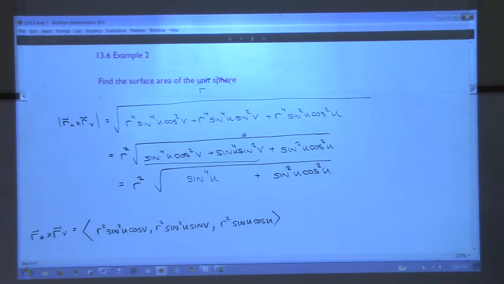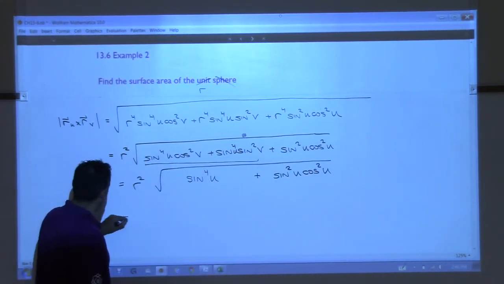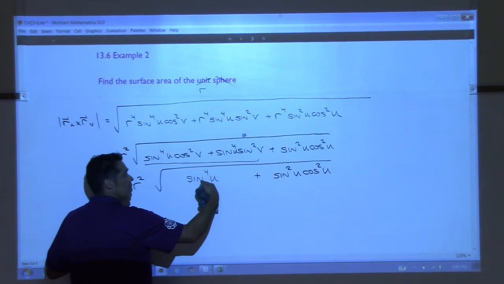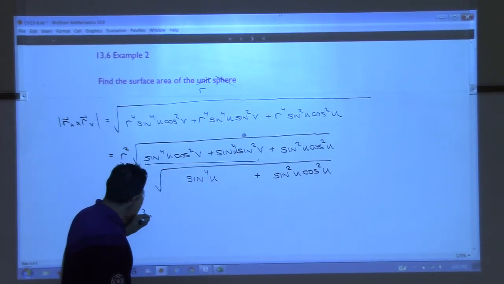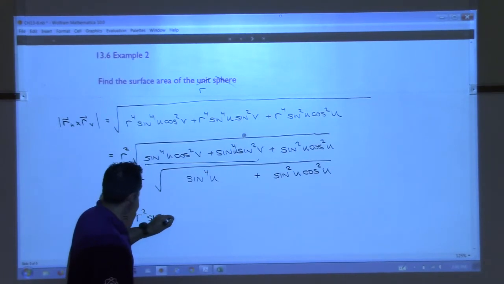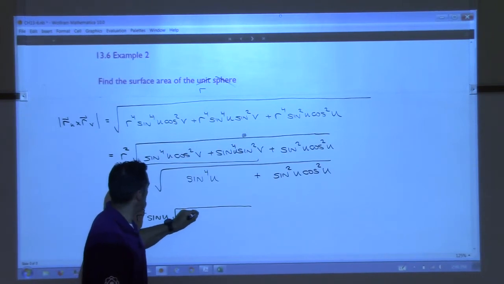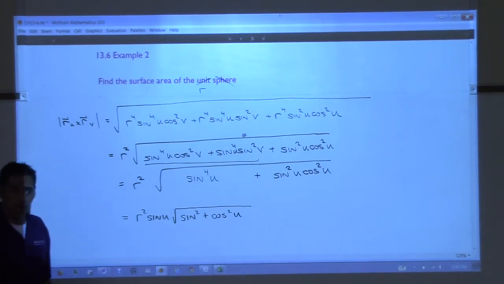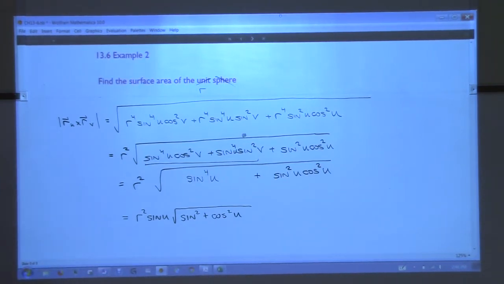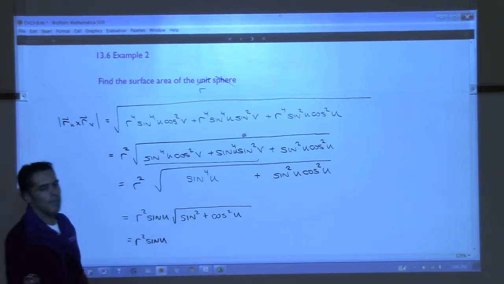Okay, now what? You pull out a sine squared u from each of those, and then pull that out of the root as a sine u. What will be left under here? Sine squared u plus cosine squared u, which will give you a 1, right? So at the end of the day, we have r squared sine u.